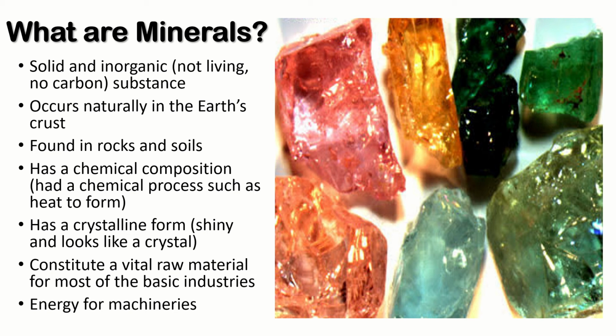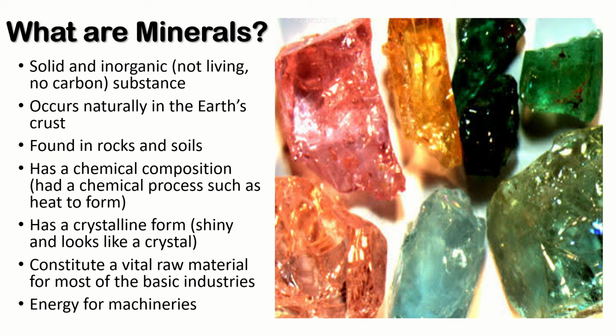Then it should have a definite chemical composition. That means that all occurrences of that mineral have a chemical composition that changes only within a specific limited range. Sometimes extreme heat, like a volcanic eruption or the magma in the center of the earth, leads to the melting down of different rocks, leading to the formation of minerals.